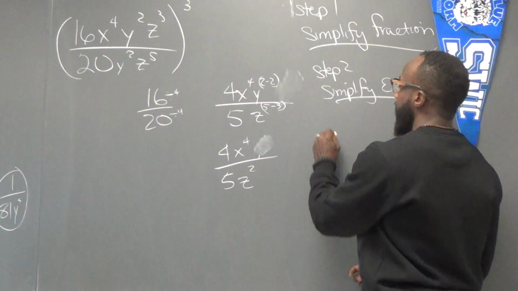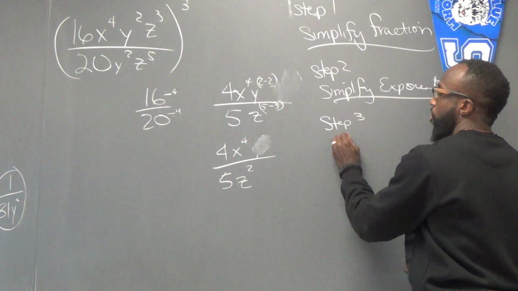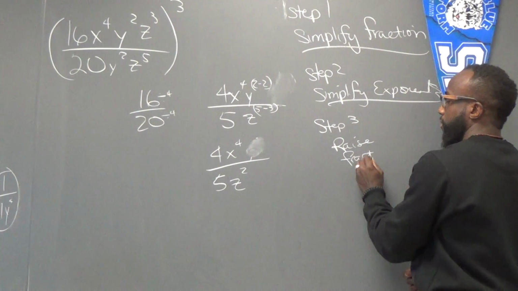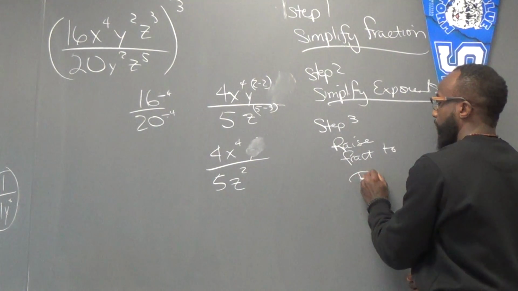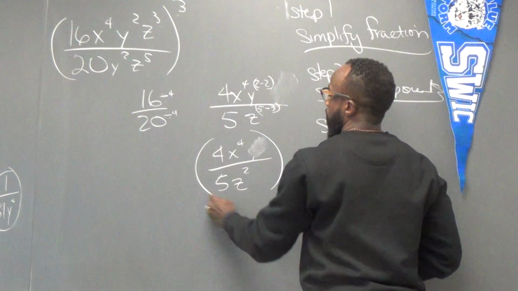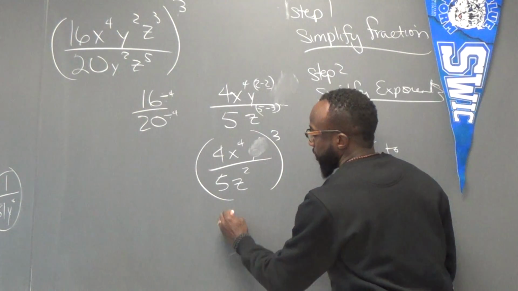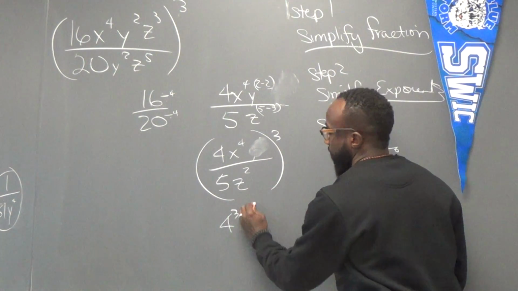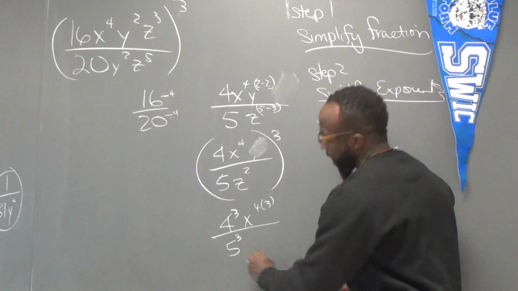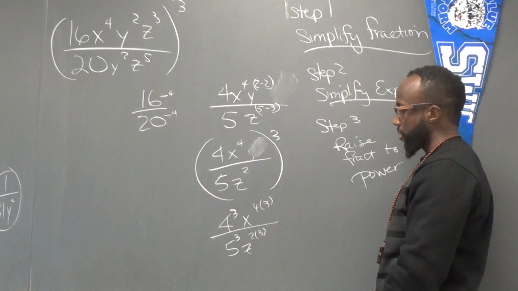Then step 3. Step 3, you have to raise the fraction to the power. The power in this case is 3. So all of this is raised to the 3rd power. That means we've got 4 to the 3rd power, x to the 4th to the 3rd power, and then 5 to the 3rd power, and z to the 2nd to the 3rd power.